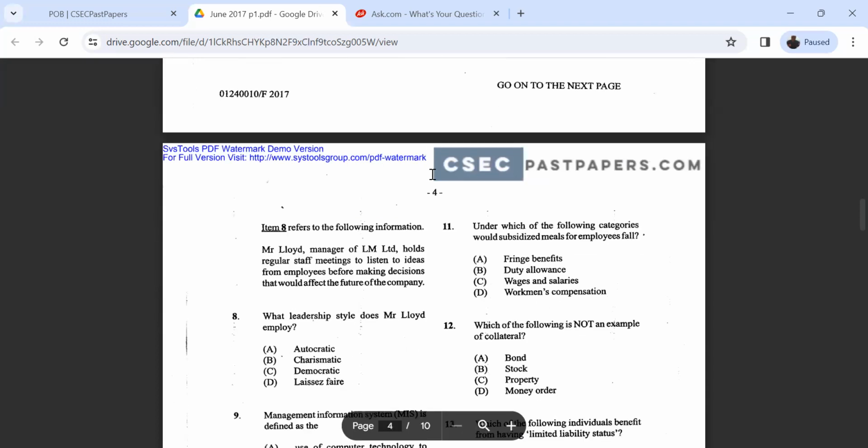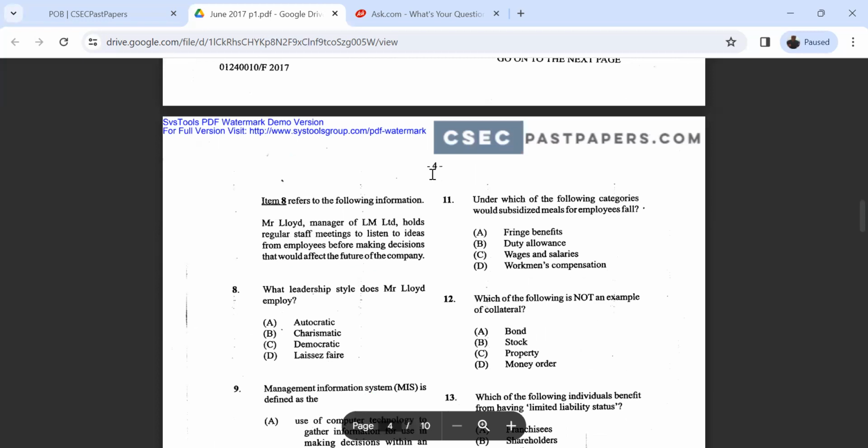Number 8. Number 8 refers to the following information. Mr. Lloyd, manager of LM Limited, Creative One, holds regular staff meetings to listen to ideas from employees before making decisions that would affect the future of the company. What leadership style does Mr. Lloyd employ?